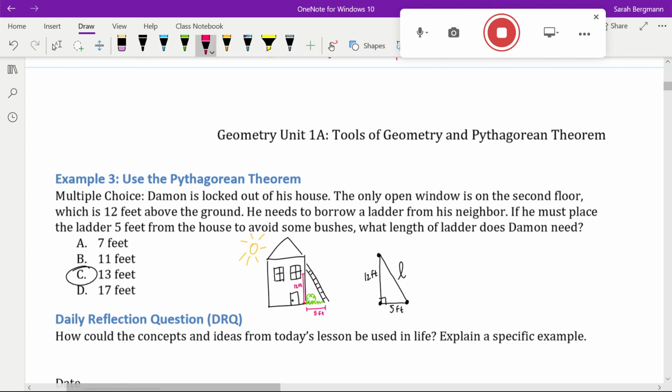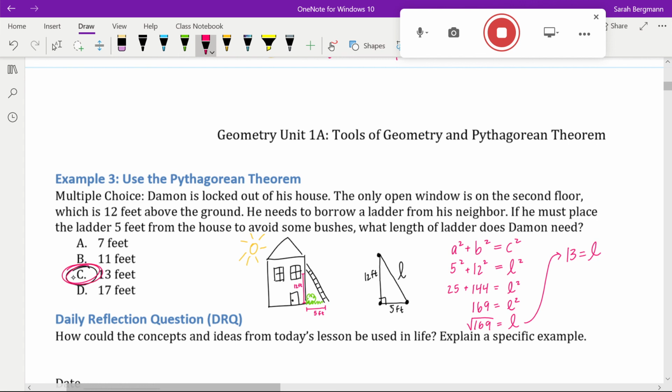However, if you do not know that right off the bat, you could go ahead and use the Pythagorean theorem. So a squared plus b squared equals c squared. I would plug in the legs are 5 and 12. My hypotenuse is L for the ladder. Now I can simplify this. I have 25 plus 144 equals L squared. That gives me 169 equals L squared, which means the square root of 169 is equal to L. And of course, the square root of 169 is 13.